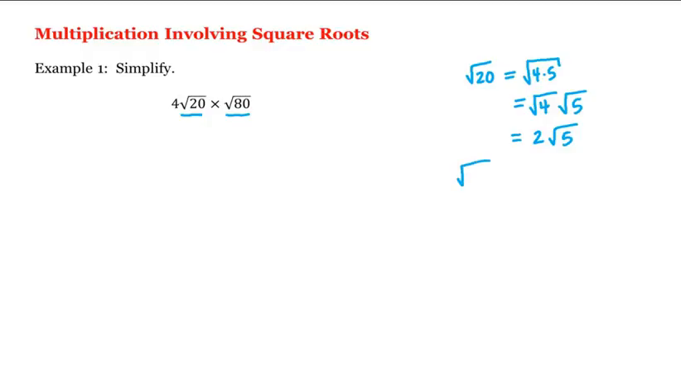And what about the square root of 80? This is equal to the square root of 16 times 5, which is equal to, again, by properties of radicals, square root of 16 times square root of 5, or 4 times square root of 5.